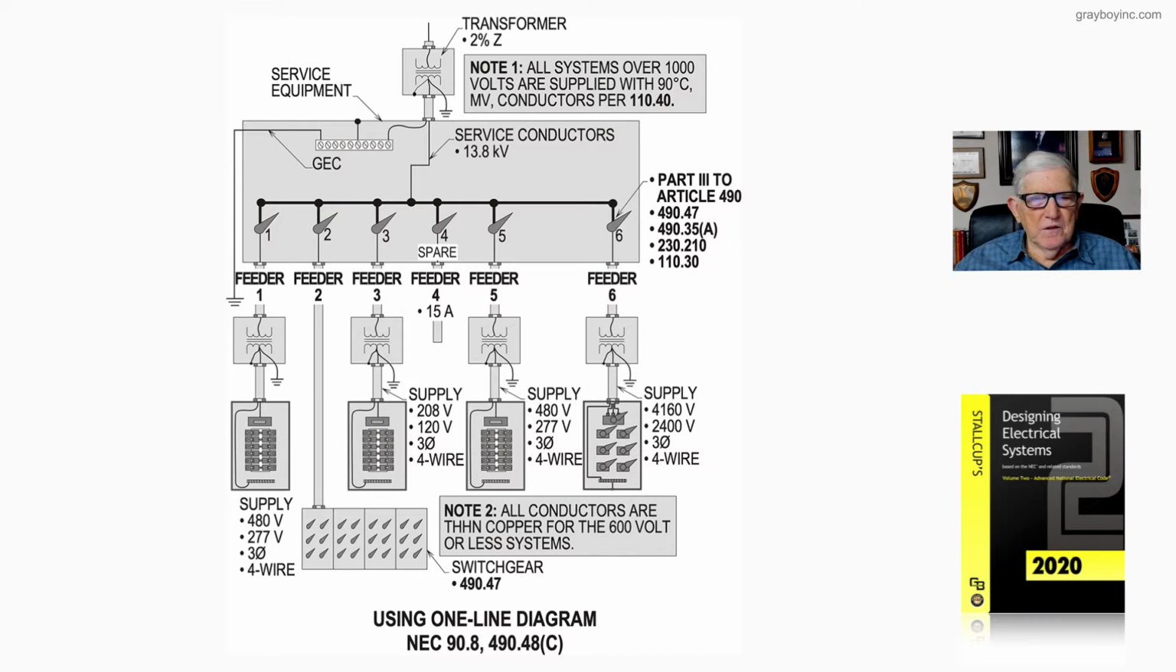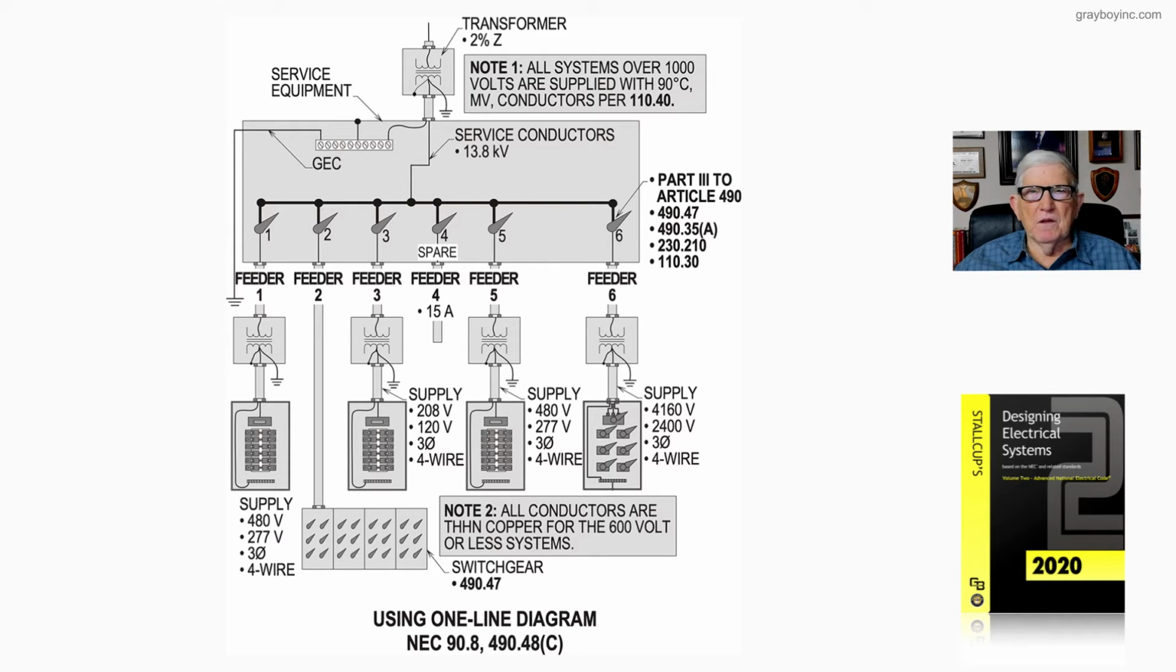Now let's look at Figure 24-1. And let's just start with a transformer. Two percent impedance. Notice 2% impedance is very low, so the short circuit current at the transformer would be high. Now, if you had 4% impedance, then the amount of short circuit current at the transformer would be cut in half.